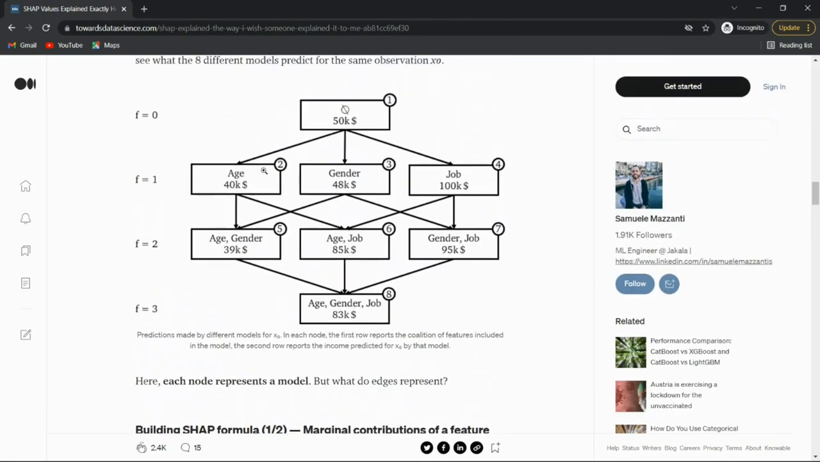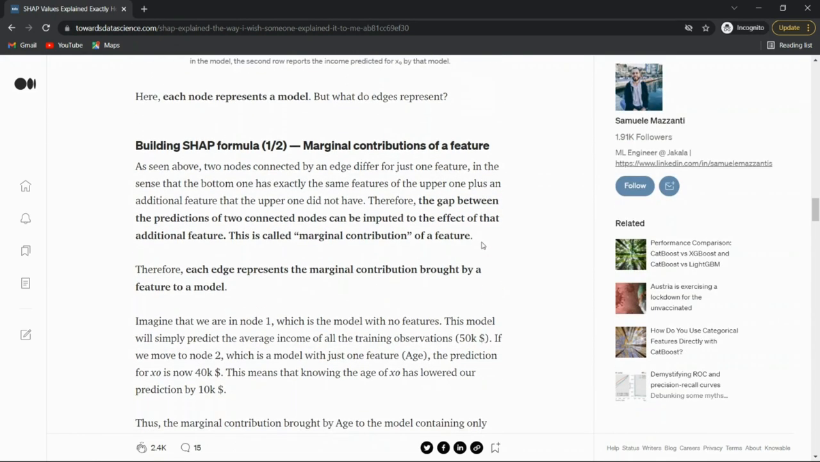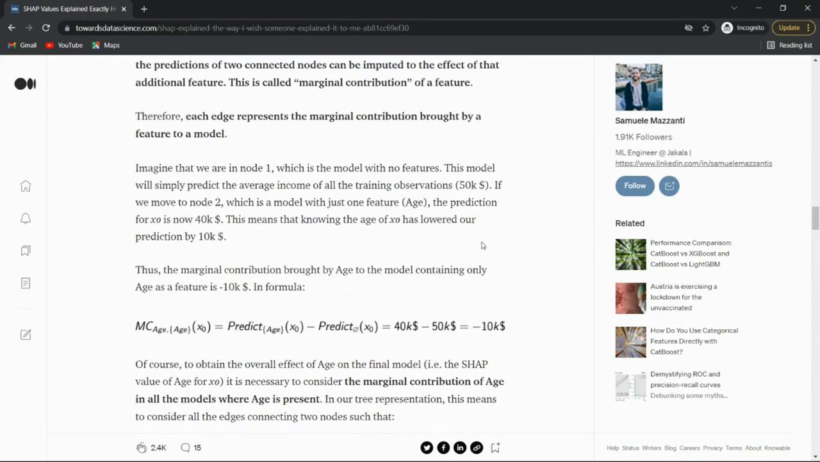We can see that every edge points from one node to another node, and there is a difference of one feature in the connecting nodes. Here we have age, here we have no feature, here we have gender, job. So there is a difference of one feature. After that, we have age, gender, and there is an addition of gender. So every edge is an addition of one feature.